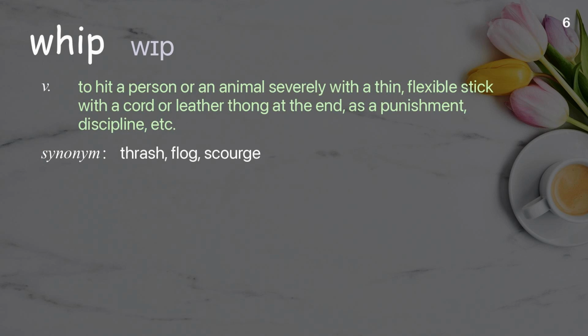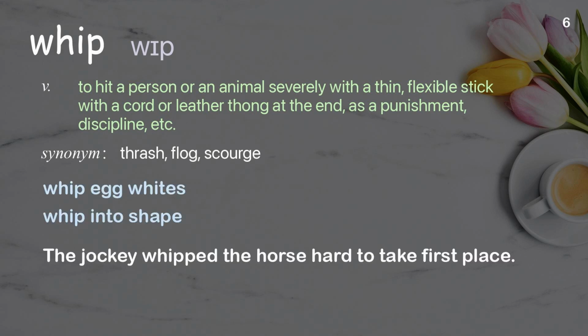Whip. To hit a person or an animal severely with a thin, flexible stick with a cord or leather thong at the end, as a punishment, discipline, etc. Examples: Whip egg whites. Whip into shape. The jockey whipped the horse hard to take first place.